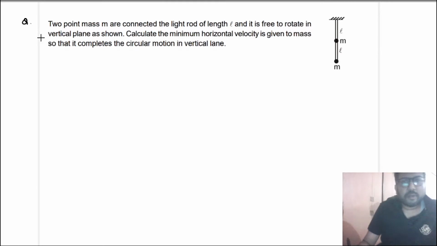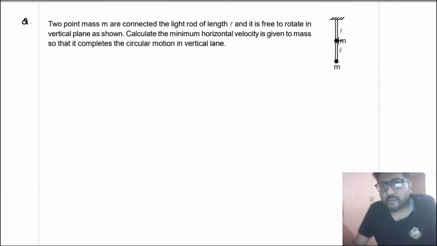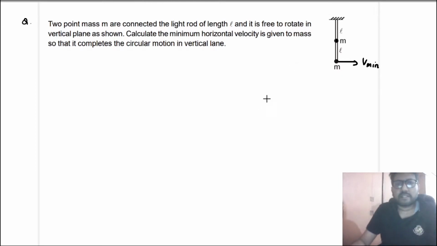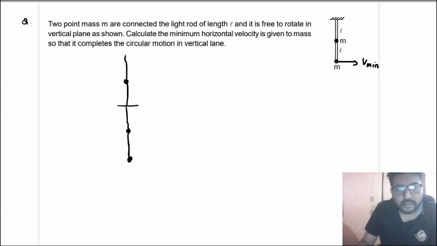Now let us do one problem. In this problem we are given two masses which are placed at this point and this point. These two masses are connected with a massless rod. Then they are asking you what is the minimum velocity that should be given to this ball so that it can complete the vertical circle. Because now there are two balls, so you have to be careful. So this is the first ball, this is the second ball. Now if it wants to complete the vertical circle, then because this is a rod, at the highest point you will make velocity equal to 0.